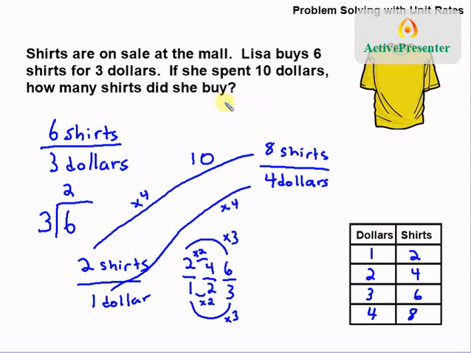So she spent $10. How many shirts did she buy? We'll use the same process. 2 shirts for $1, 2 to 1. We want to know times 10. So for $10, how many shirts will we get? We multiplied the bottom by 10, so we'll multiply the top part by 10. 2 times 10 is 20. So $10 gives us 20 shirts. And so we've solved our problem.